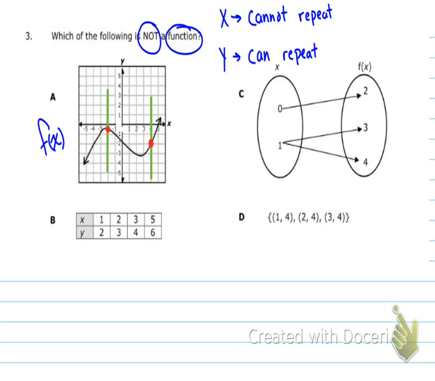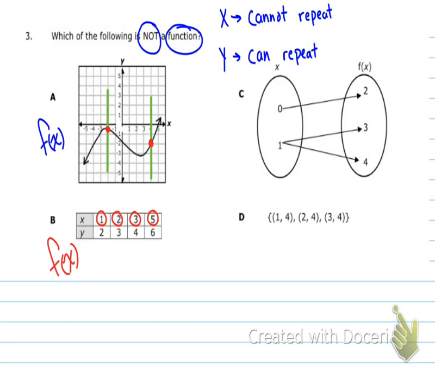So if I go check B, X cannot repeat. So I really just got to check my X values. 1, 2, 3, 5. They're all different. X didn't repeat. So I have a function. Now, if A and B are both functions, then that should be like a big, oh, okay, I must not be looking for a function. But if you forget the keyword not, then you could make that mistake. If you go through all of them, then you'll even less likely make that mistake.